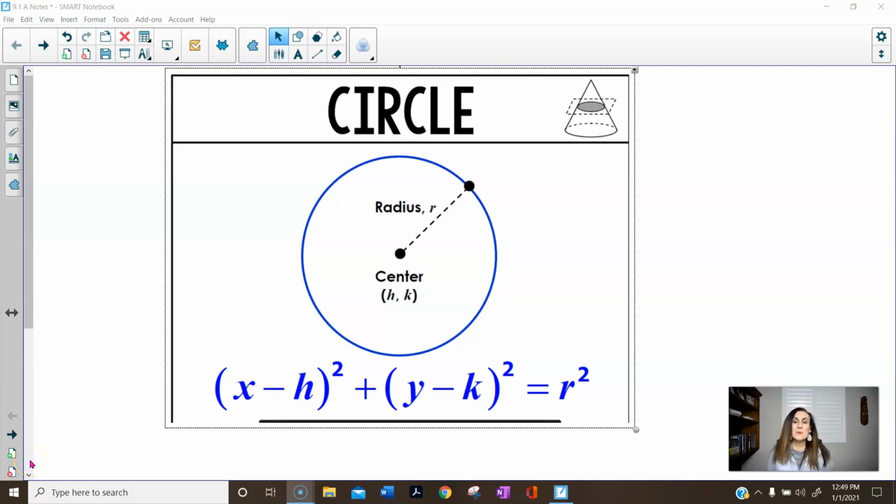Hi there. So we're going to be working on conics and we're going to start our unit with circles and we're going to look at the distance formula, the midpoint formula, and how to derive the equation of a circle.